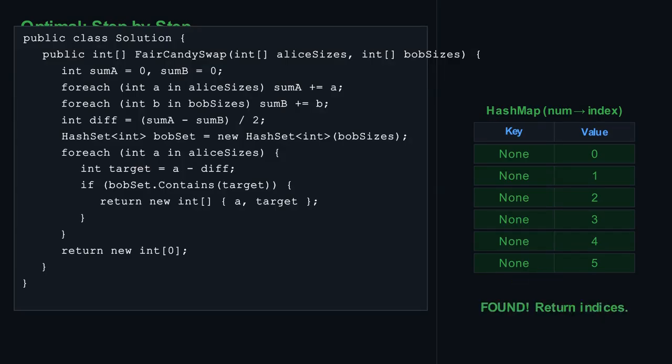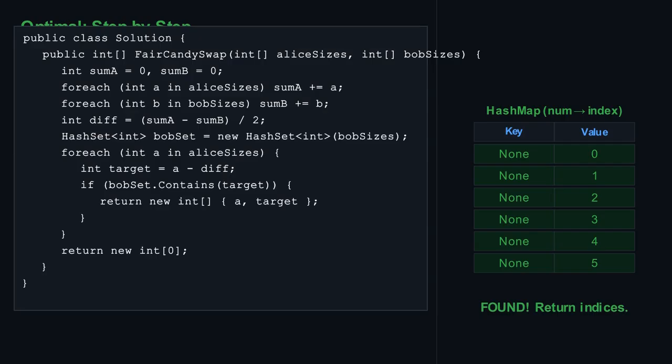Now, we calculate the difference, or diff. Diff equals summa minus sum B divided by 2. So, diff equals 2 minus 4 divided by 2, which is negative 2 divided by 2. So, diff is negative 1. Our next step is to create a hash set and put all of Bob's candy sizes into it. Bob's candies are 2 and 2. So, our Bob set now contains 2. Even though there are 2 candies of size 2, a hash set only stores unique values, so it just contains the number 2 once. Now, we iterate through Alice's candies.